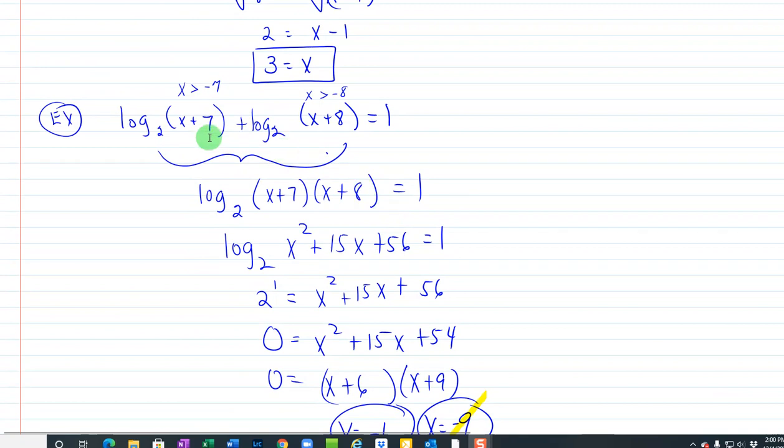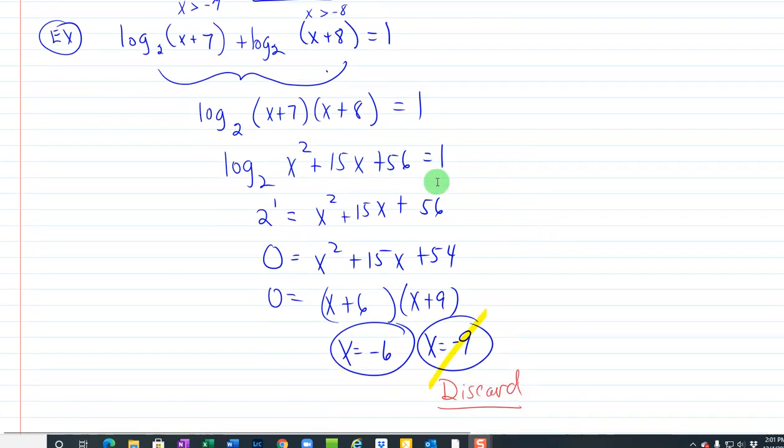Then I do the combination. So I have log base 2 of that product. I go ahead and FOIL that out. I subtract the 1. Oh, no, I'm not subtracting 1, so sorry. 2 is the base, and it's going to be raised to the 1 power. So 2 to the first is 2, equals this. But when I want to make this equal to 0, I'm going to subtract the 2, and I get 54.